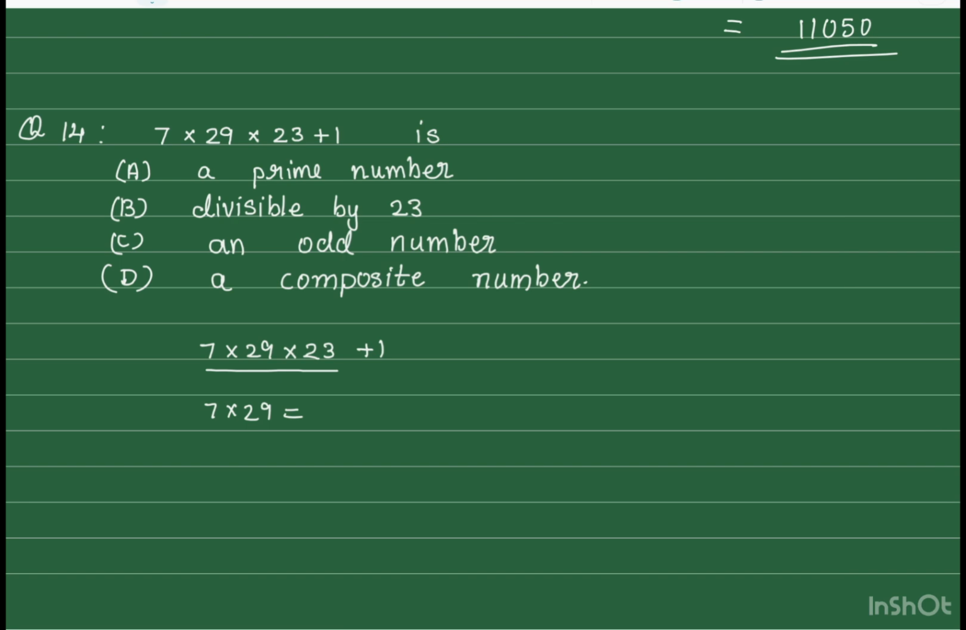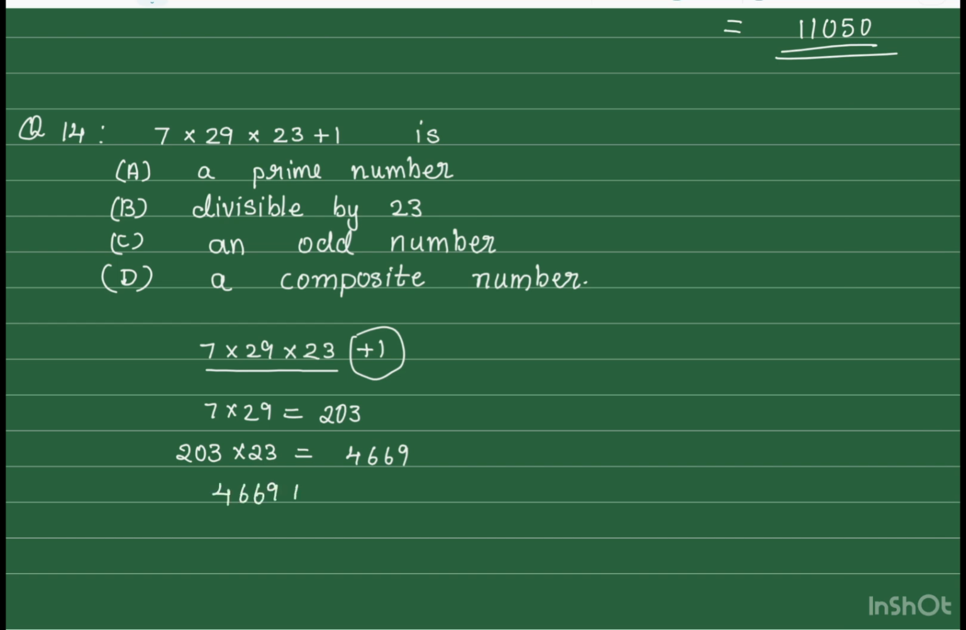29 is equal to 7 into 9 is 63, 7 into 2 is 14, plus 6 is 20, so 203. Next, 203 multiplied by 23 is equal to 4669. Next we can add plus 1.